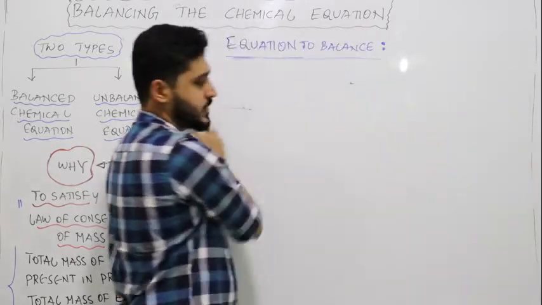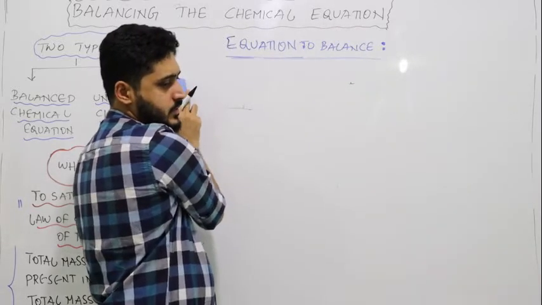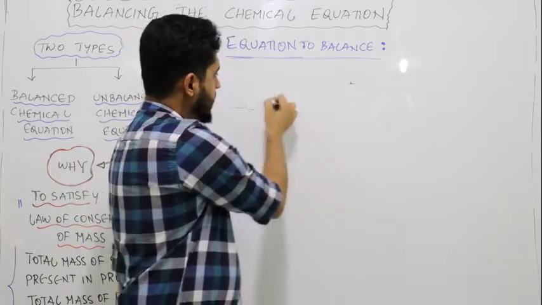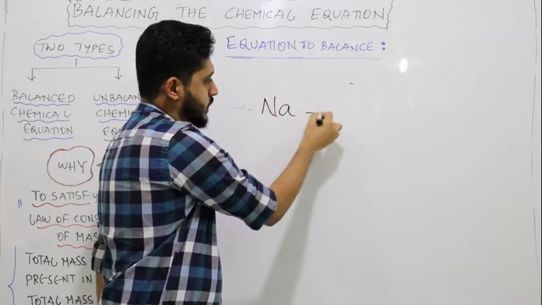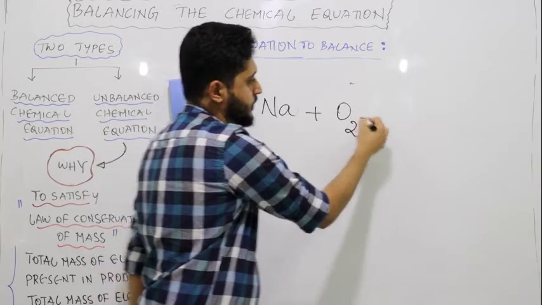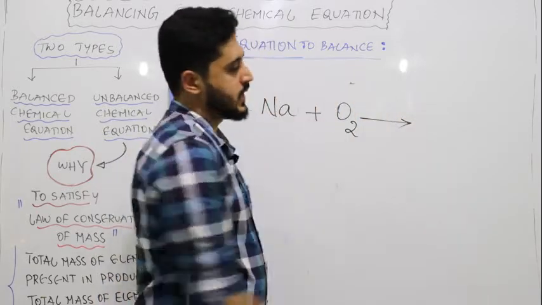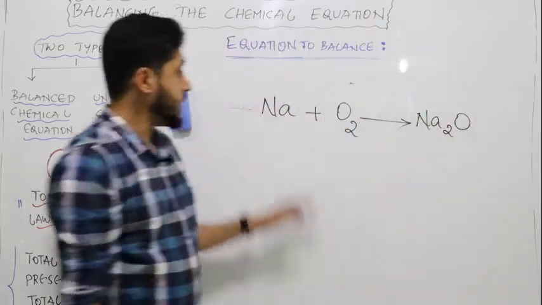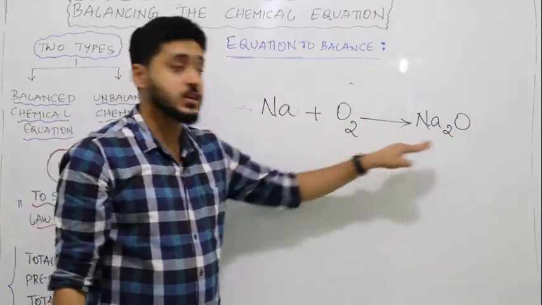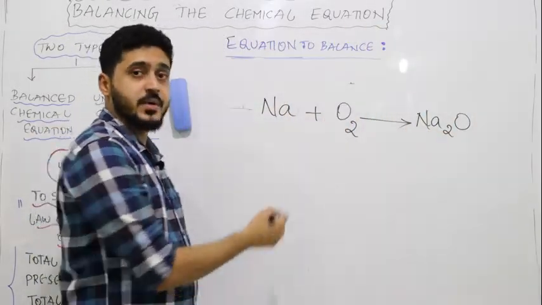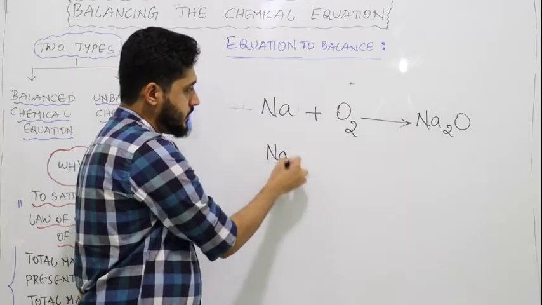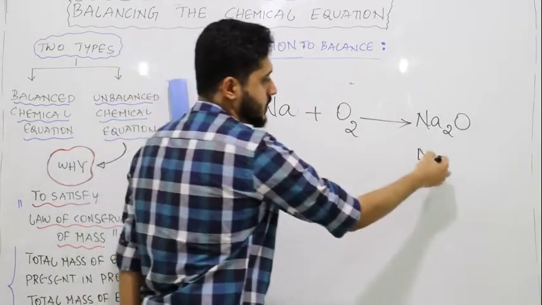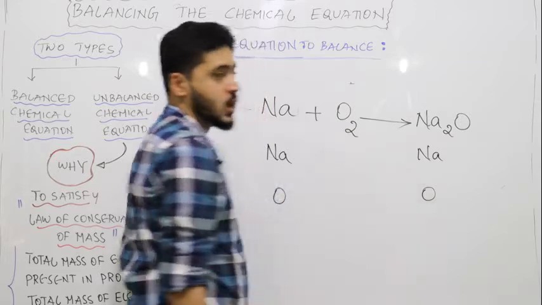The second example we'll see: Na plus O2 giving you Na2O. Now first step, identify the elements. Sodium here, oxygen here, and here also you have sodium and oxygen.